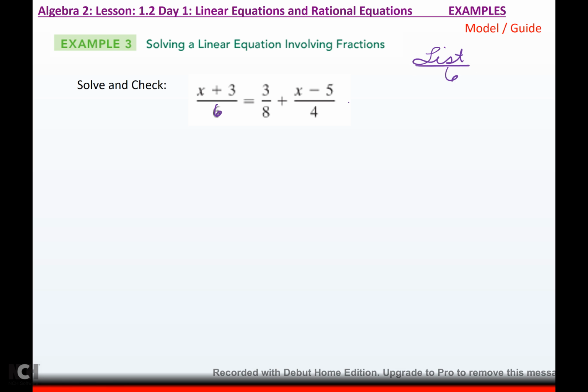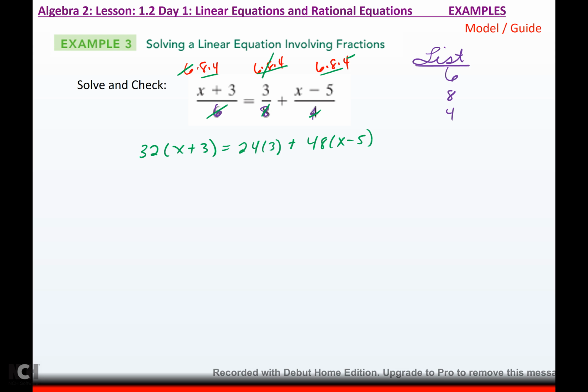I've got a 6, an 8, and a 4 on the bottoms of the 3 different fractions. So to clear them all, I'm going to have to multiply every term by all 3. So 6 times 8 times 4, 6 times 8 times 4, 6 times 8 times 4. Then it either dies or multiplies. The 6's cancel, so I'm going to have 32 times x plus 3. On this side, the 8's cancel, so I'm going to have 24 times 3. Here, the 4's cancel, so I'm going to have 48 times x minus 5.